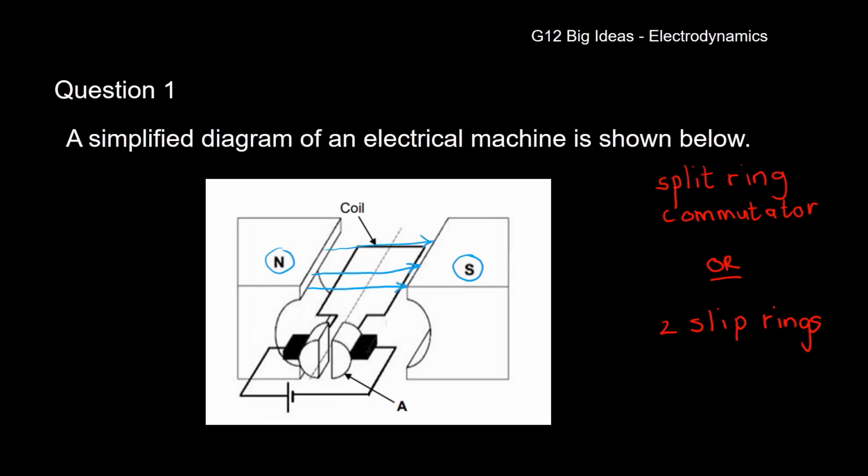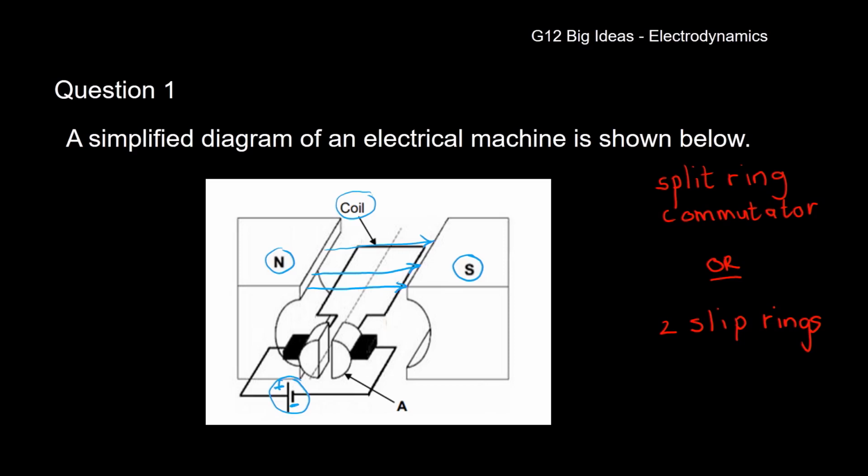The second thing we notice here is that we have a circuit. So have a look there, there's a cell, so there's an external circuit connected to this coil, and they tell us that the coil is this piece of wire thing inside the magnetic field. There is a positive side to our cell, and there is a negative side.